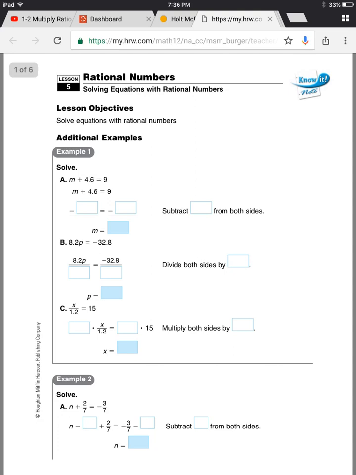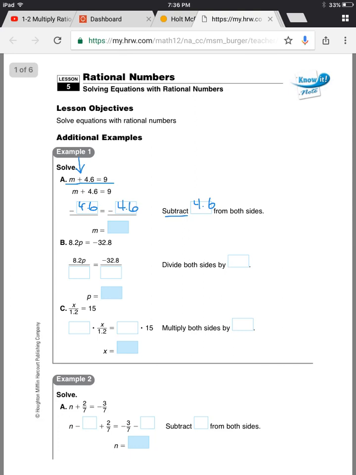But what we do is we look at the original problem, okay, and we look to the side with the variable. And we see what the constant is doing. Remember, the constant is the number without the variable. So 4.6 is our constant. And 4.6 is positive, so we are going to do the opposite, and the opposite is subtract. So we're going to subtract 4.6 from both sides.